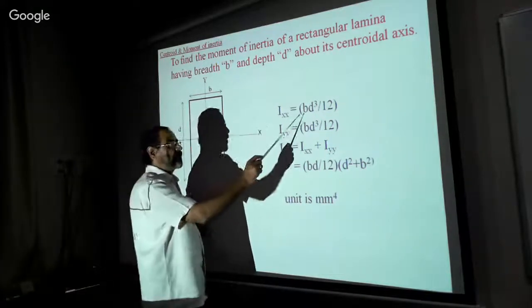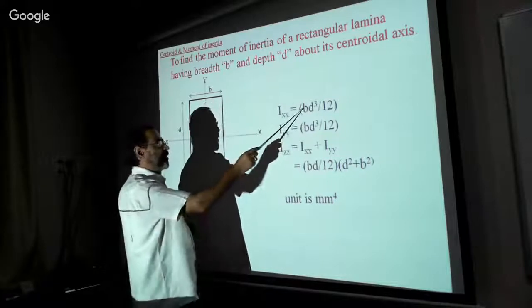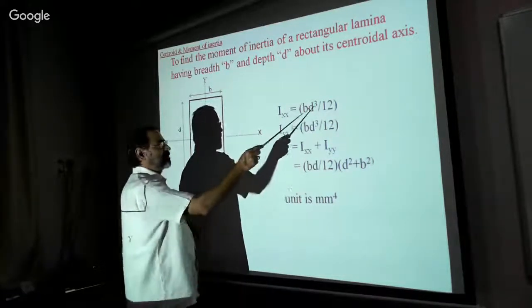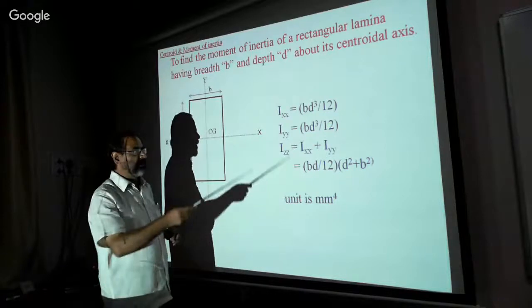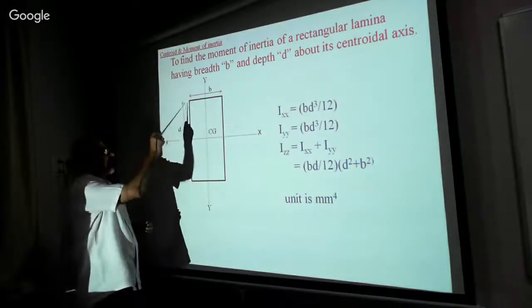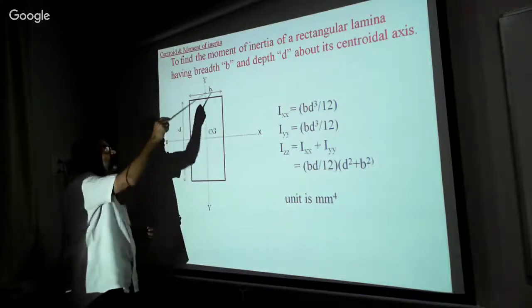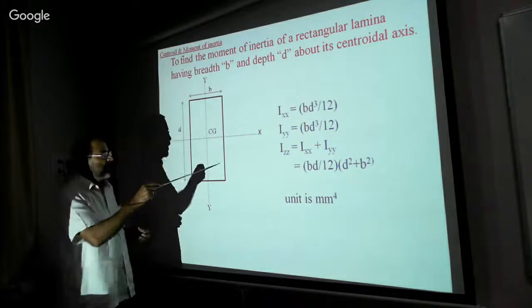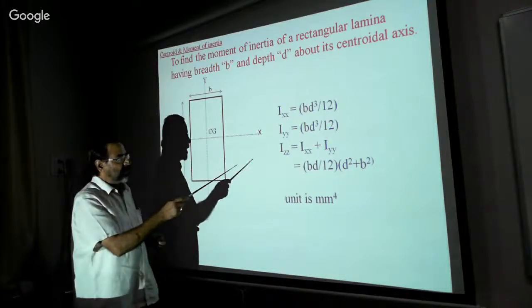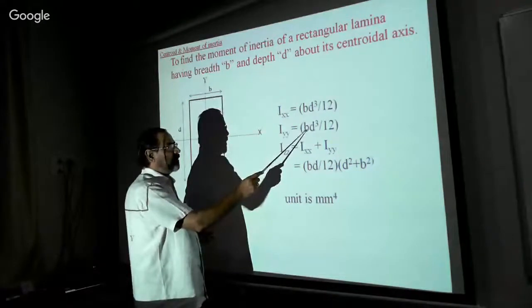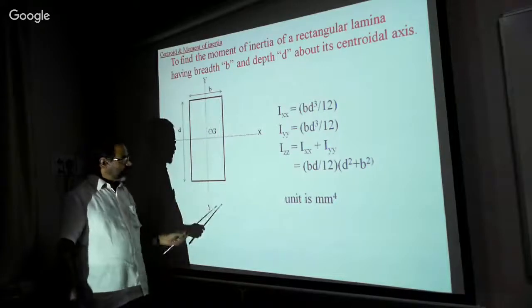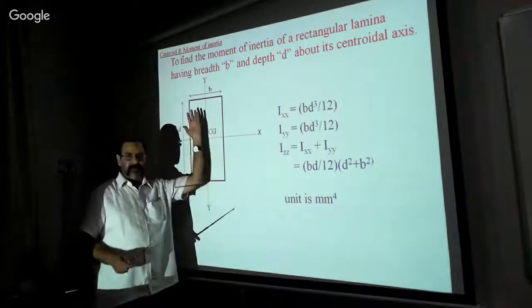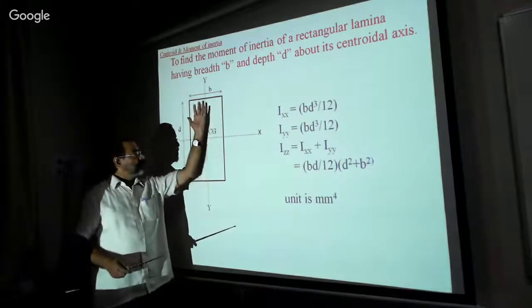So Ix is equal to b d cubed by 12, with one dimension b and the other d cubed, a 3 dimension d. Therefore, the moment of inertia is in millimeter to the power of 4 or meter to the power of 4. Similarly, the moment of inertia of this rectangular section about the y axis is equal to, there is a small correction here, d b cubed by 12. Always, while calculating the moment of inertia along this axis, the first dimension is b and the depth d cubed, because it is stronger in this direction. Therefore, b d cubed by 12.